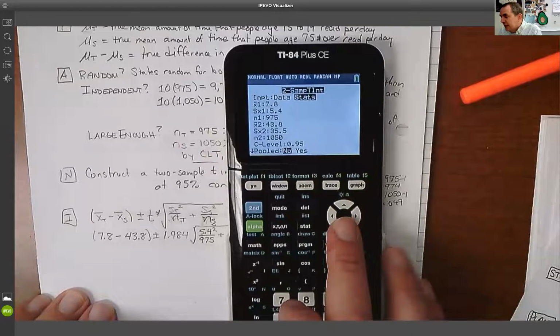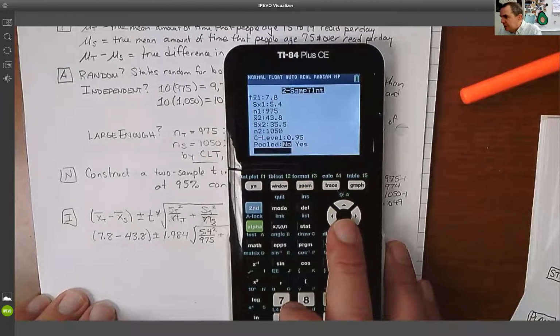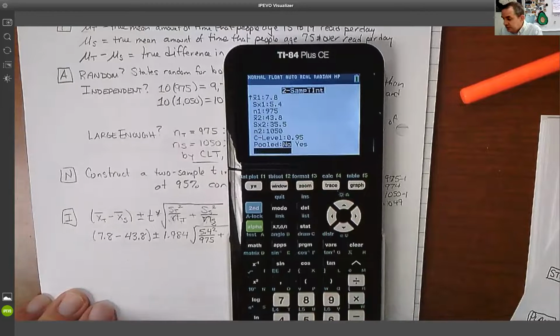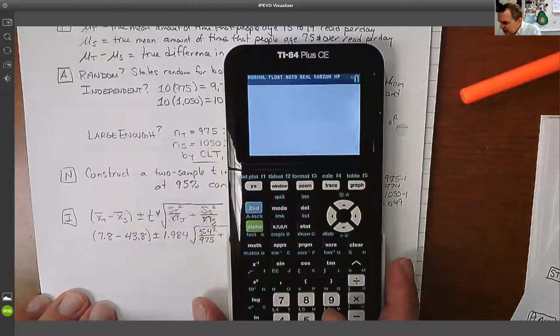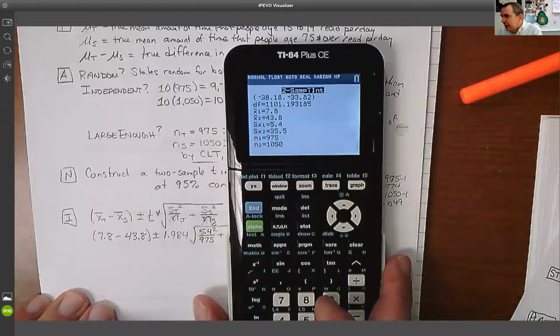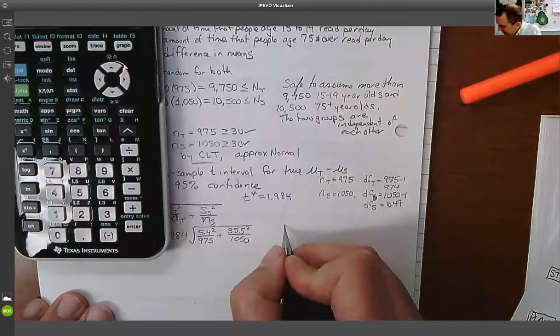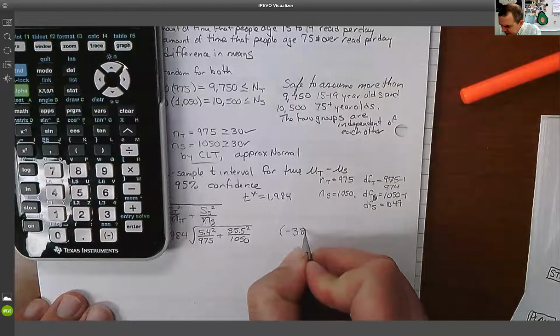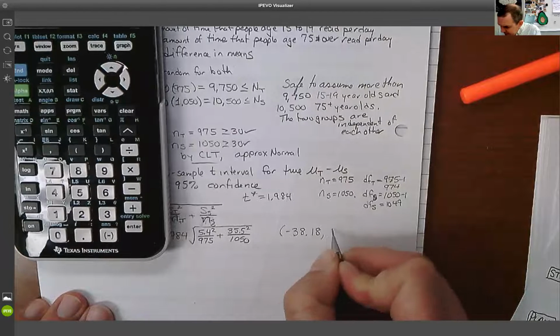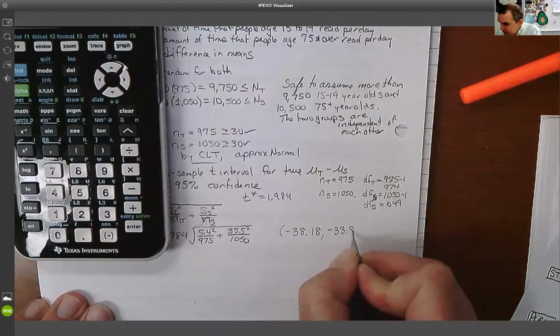My confidence level is 95. We are never, ever going to say yes to a pooled question. The only time we're ever going to pool, the problem's going to do it automatically. When I hit enter, I want to show you what it's going to calculate. It actually gives you a range of values. In this case, it's going to give me the range of values of negative 38.18, comma, negative 33.82.